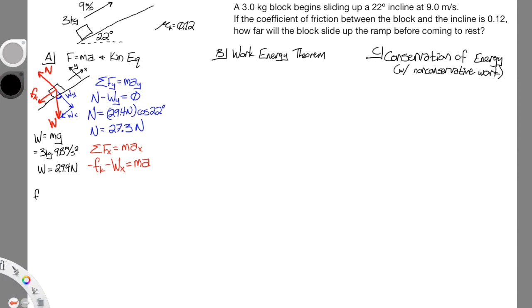So to get a value for our force of friction, force of kinetic friction is the coefficient of kinetic friction times the normal force. So that is 0.12 times the normal force, which is 27.3 newtons. And we get a value for our force of friction, which is 3.27 newtons.